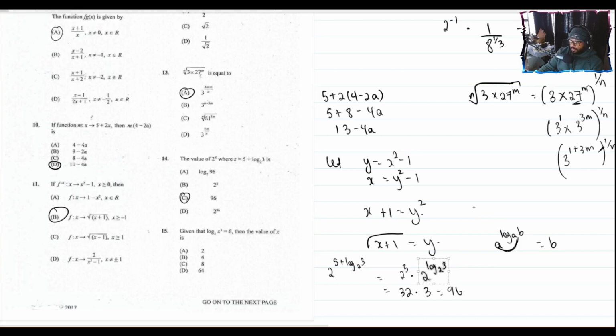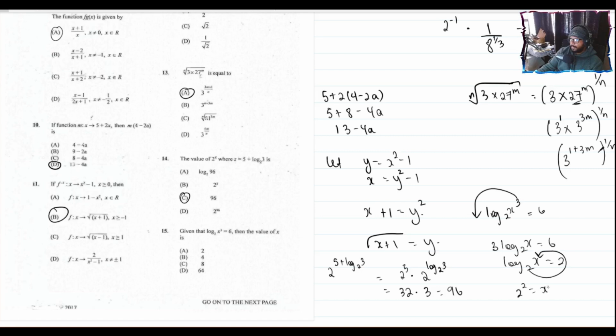Given that log of x cubed to base 2 is equal to 6, the value of x is, I can use a law of logs to bring this 3 in front. I'll get 3 log of x to base 2 is equal to 6. Divide both sides by 3. Log of x to base 2 is 2. Use the log to index law, which will be 2 to the power 2 is equal to x. And I get x is 4. So number 15, x is 4.